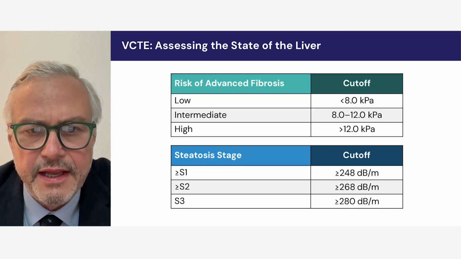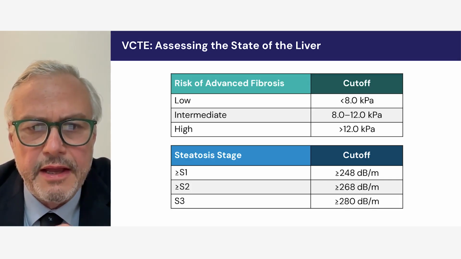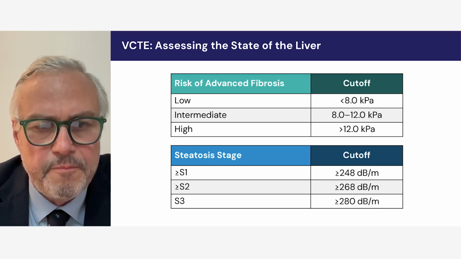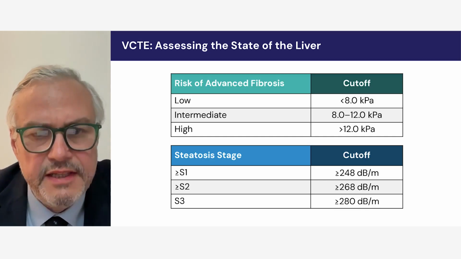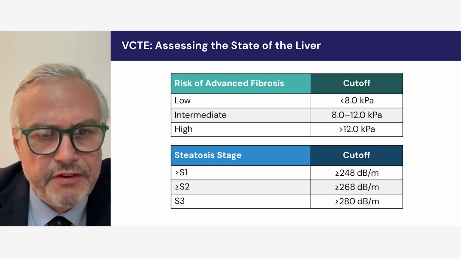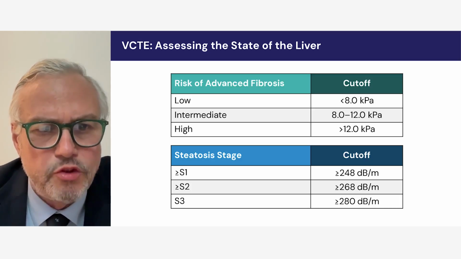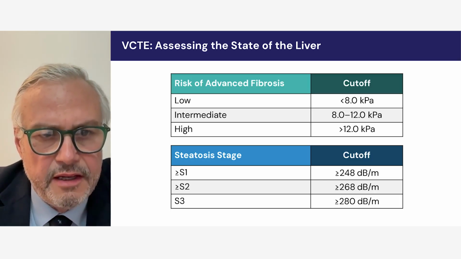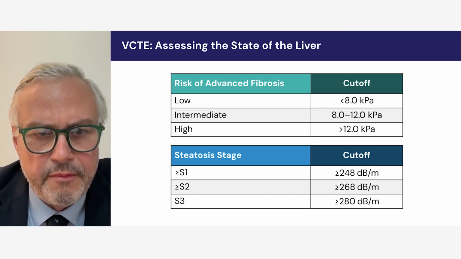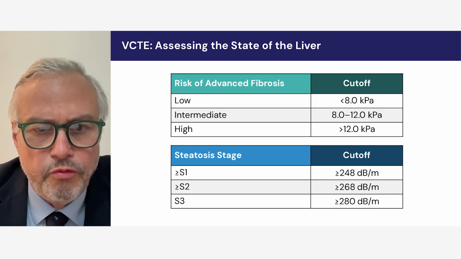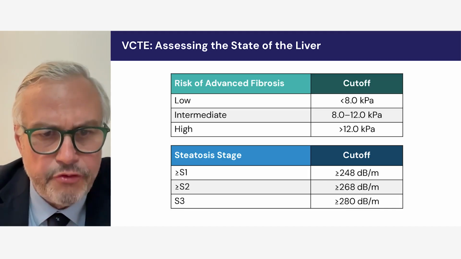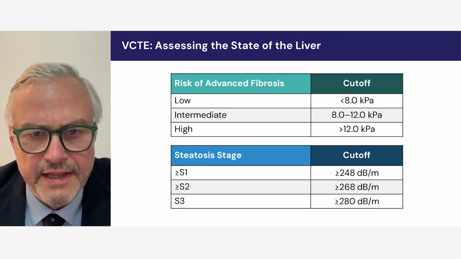In the same measurement, you can also evaluate the stage of steatosis with the CAP technology, which evaluates the ultrasound velocity in the liver. And you can see in the slide the different cutoffs to grade the steatosis. Between S1, if you have more than 248 dB, or S3 if you have more than 280.